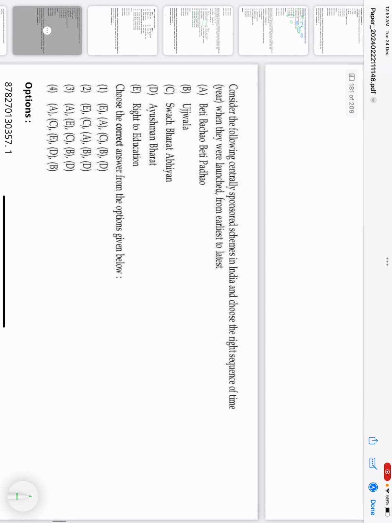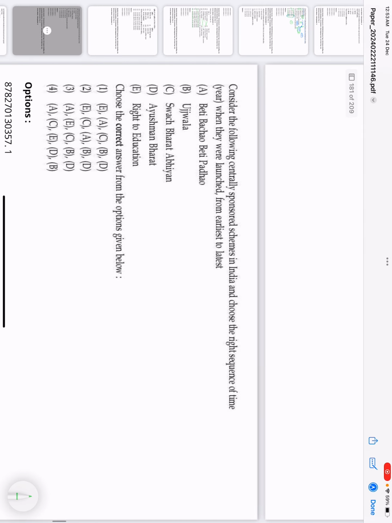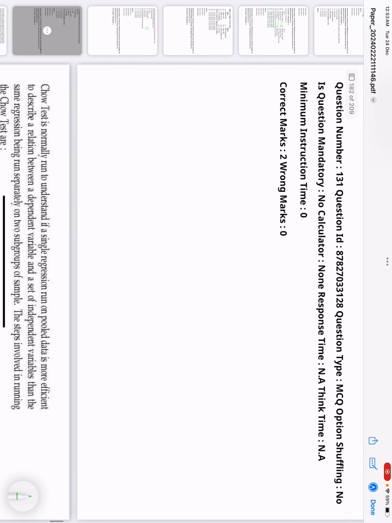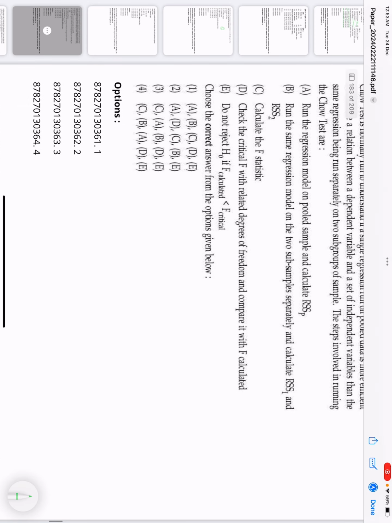Okay, now coming to question 130. Sponsored schemes and choose the right sequence of time. Right to education, Ayushman Bharat, Swachh Bharat Abhiyan, Ujjwala scheme. Okay, I am not sure about the timeline of these. So since I'm not sure about the timeline, I'll make a guess here. Okay, it's a very lengthy question.